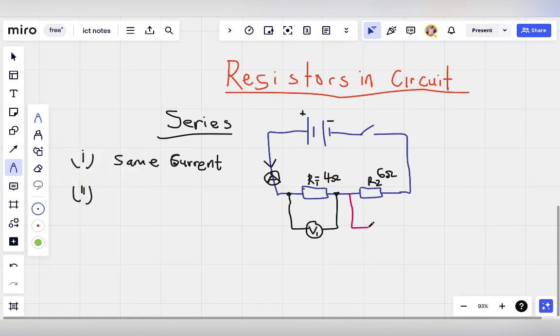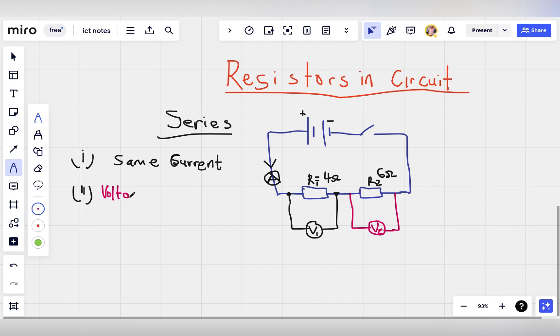V2, our V2. We connect another voltmeter across this resistor to measure the second value of the voltage across it. So what it means is that the voltage is different. The voltage is different in the different resistors.